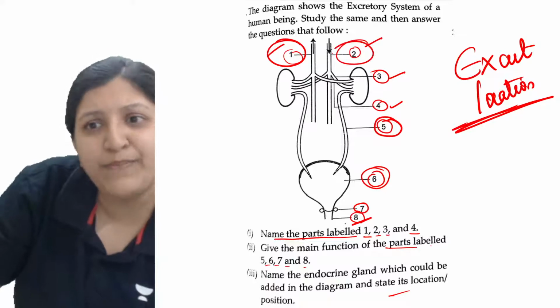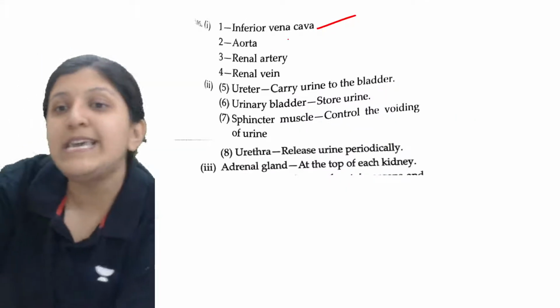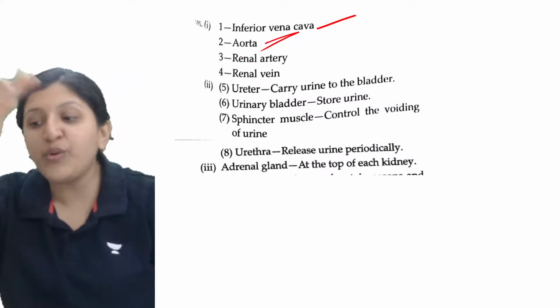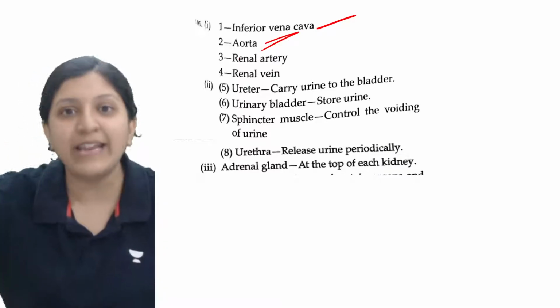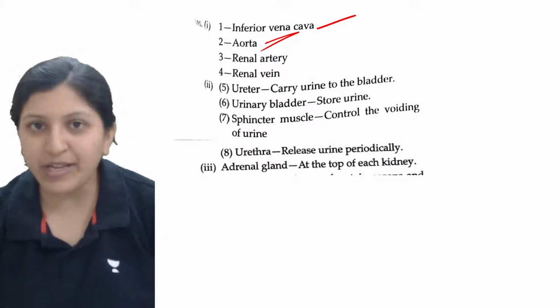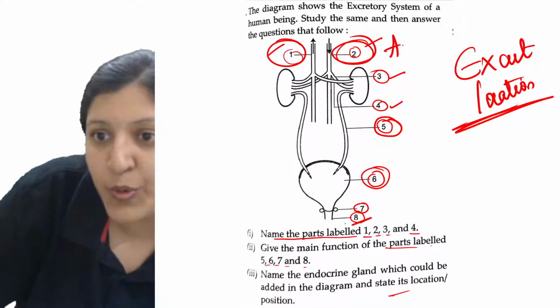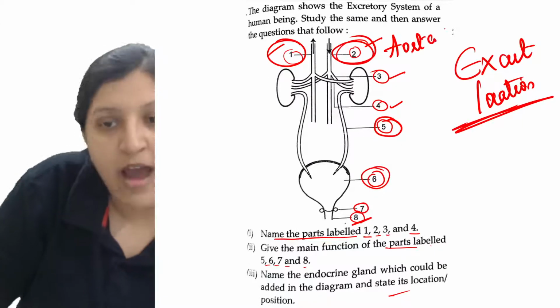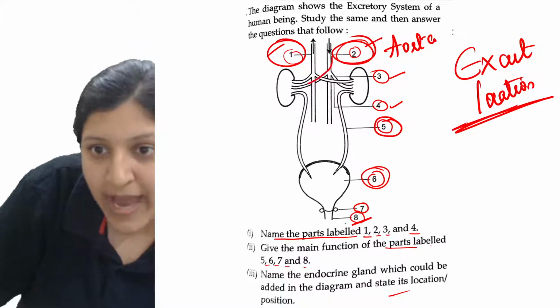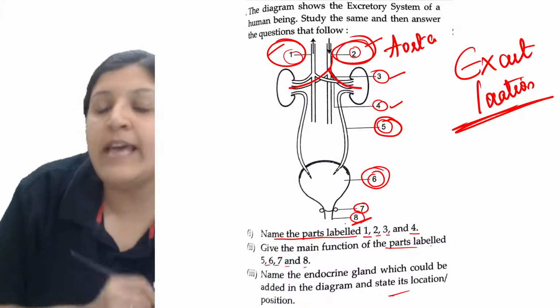Then what could be this? So this is the aorta. So the aorta from the heart is coming, and that is dividing into the renal artery, right? So the third one, you can see this is the aorta, okay? From the heart it is coming and it is dividing into the renal artery.